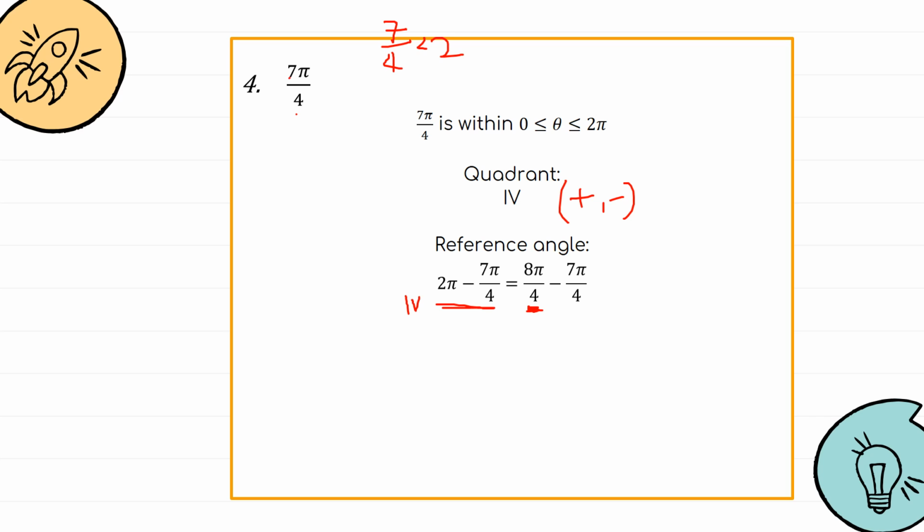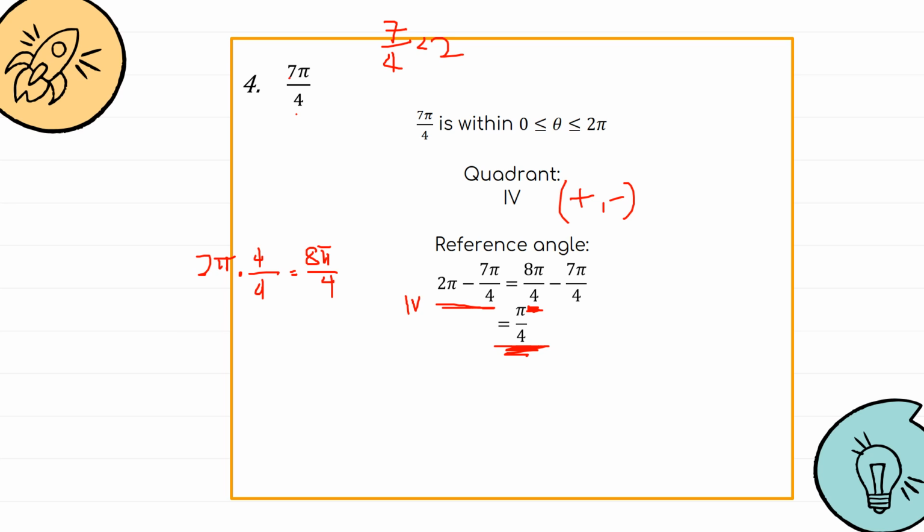Bakit naging 8 pi over 4? We just multiply the numerator and denominator by 4. Itong 2 pi, minultiply natin ng 4 over 4. Kaya naging 8 pi over 4. Kung hindi pa rin maintindihan kung bakit, please review addition of dissimilar fractions. So, simplifying this even further, we end up with pi over 4. So, this pi over 4 is our reference angle.